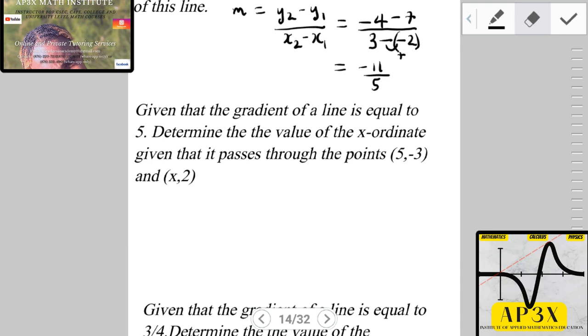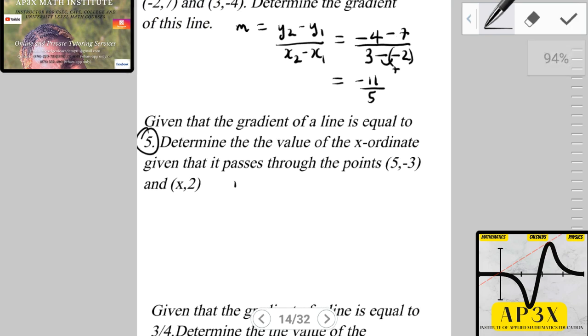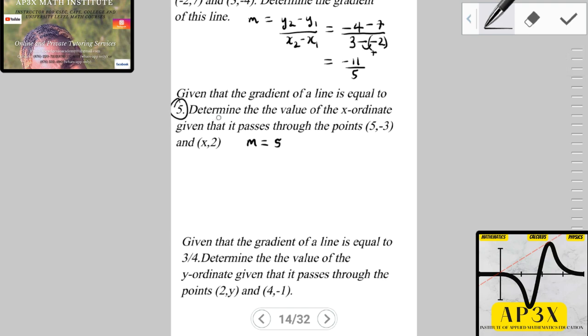Now in this example, you can see that we are told what the gradient is. Given that the gradient of a line is equal to 5, we know what m is. We already know that m is equal to 5. Now it says we are to determine the value of the x-ordinate, given that the line passes through the point (5, -3), and in fact this ordinate value is missing. So how are we going to solve a question like this where we don't have the actual ordinate value?